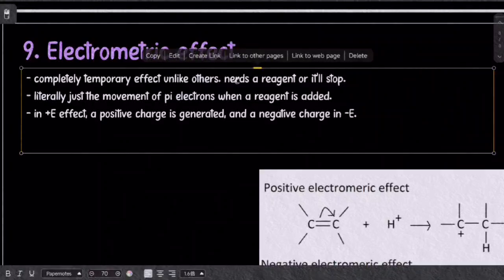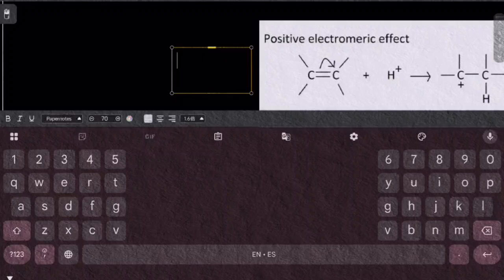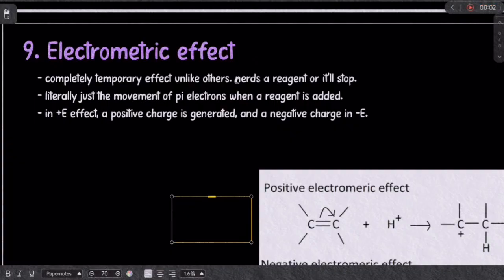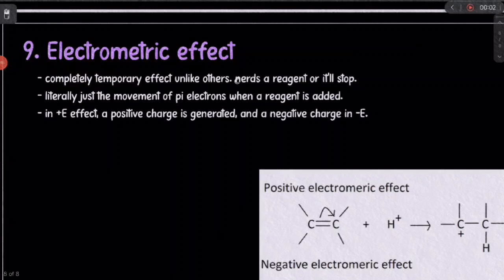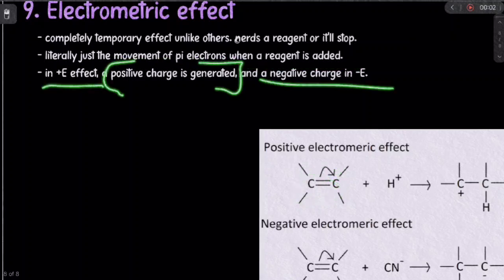The electrometric effect is a completely temporary effect, while the others are permanent, and this one needs a reagent or it will not work. It is just the movement of pi electrons in a bond like this when a reagent is added, and in plus E effect, a positive charge is generated and a negative charge in minus E.